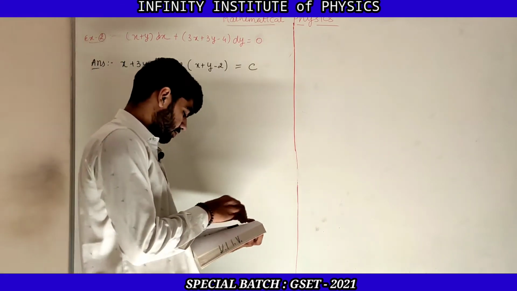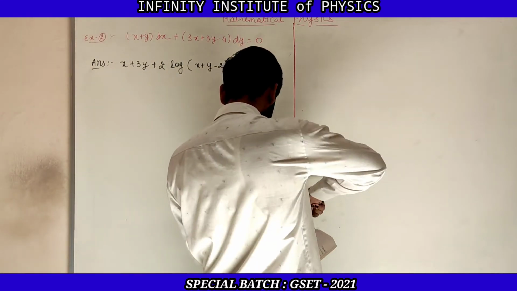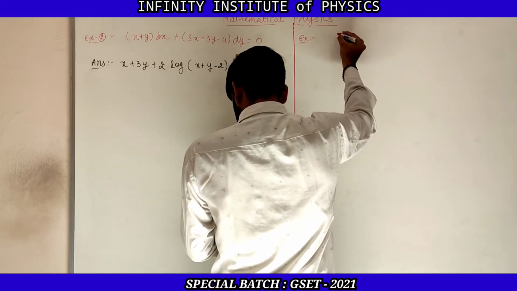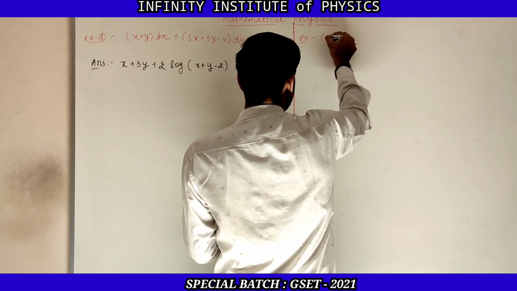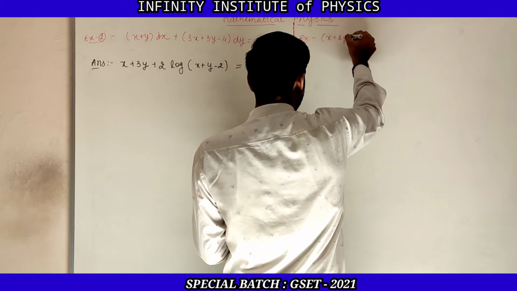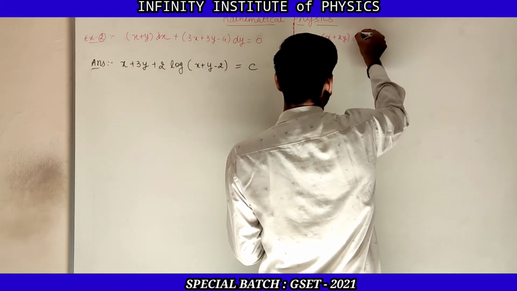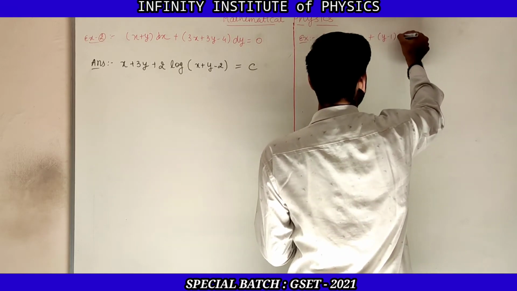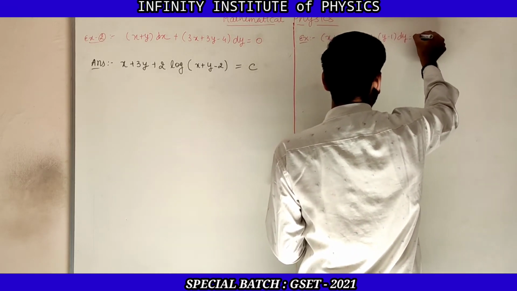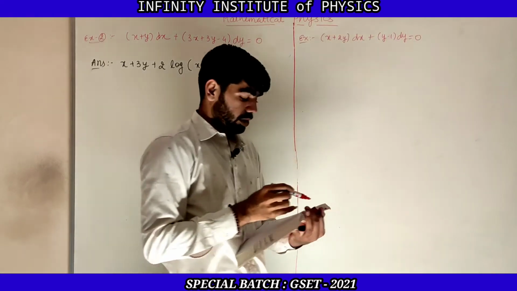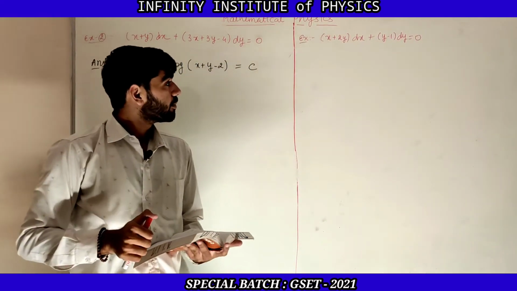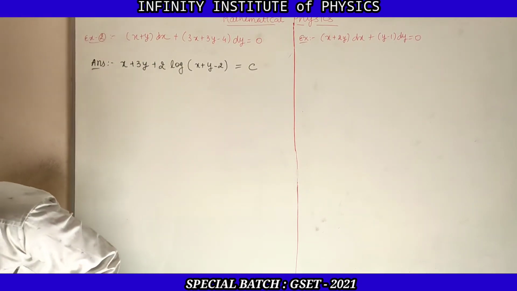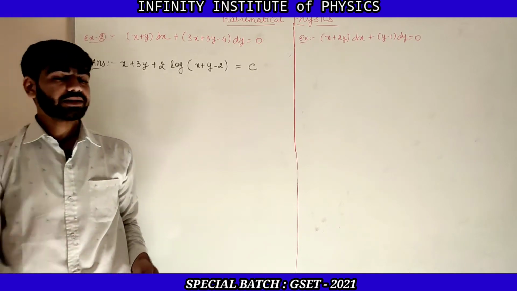So here the example is given for the second case: x plus 2y dx plus y minus 1 dy is equal to 0. So now how to solve this?